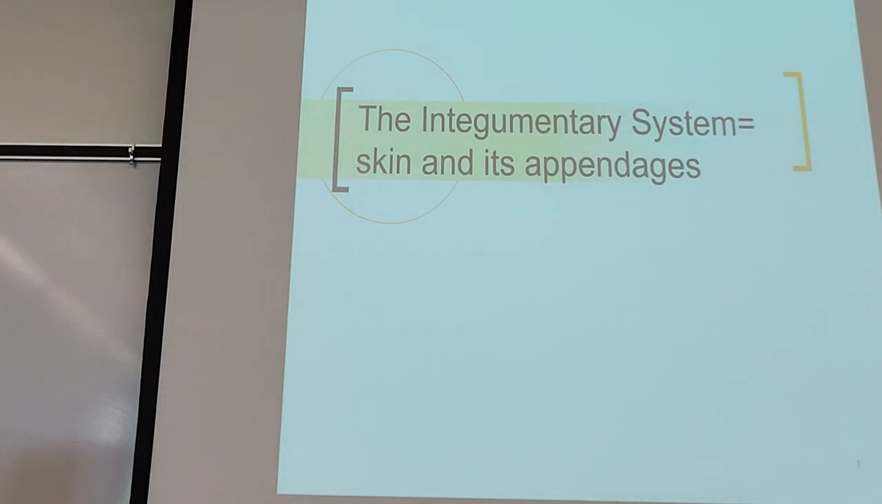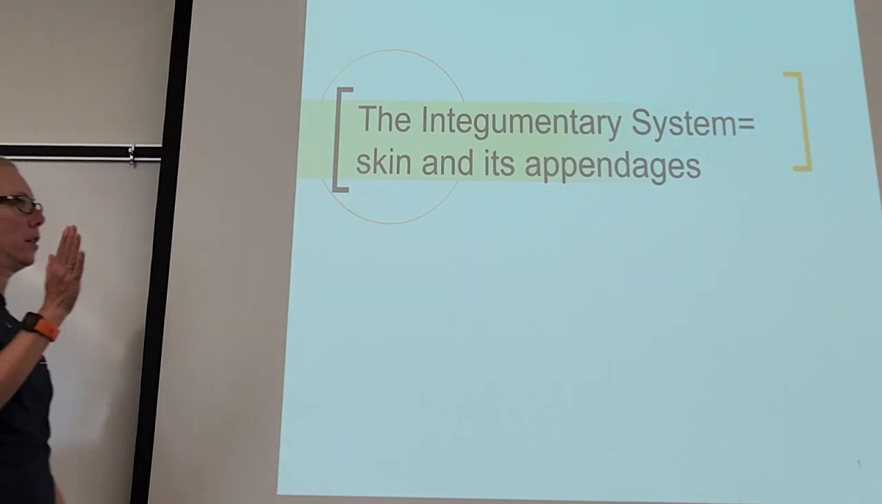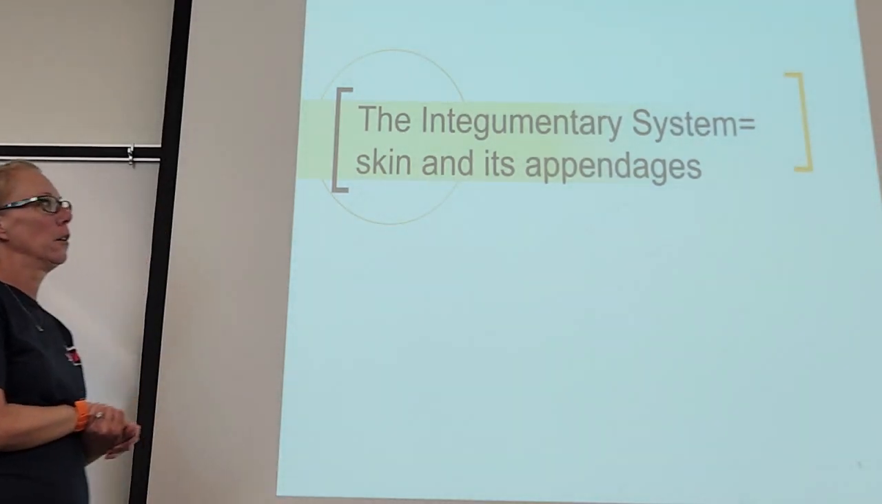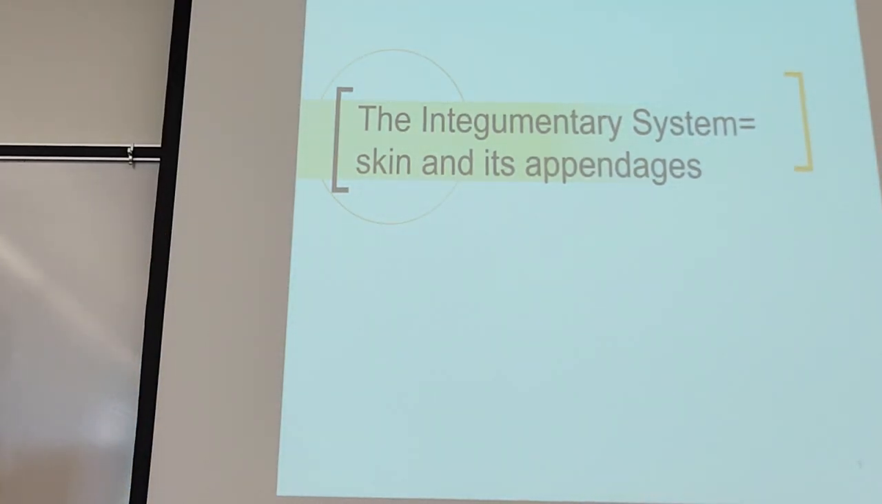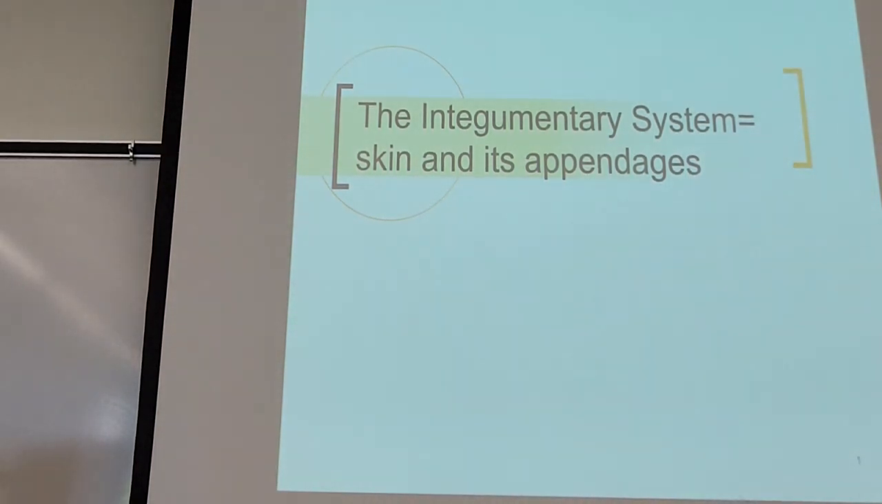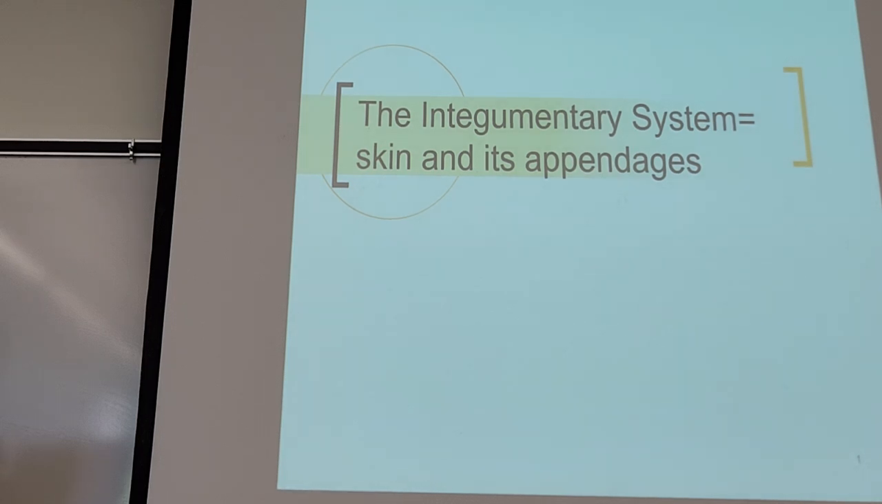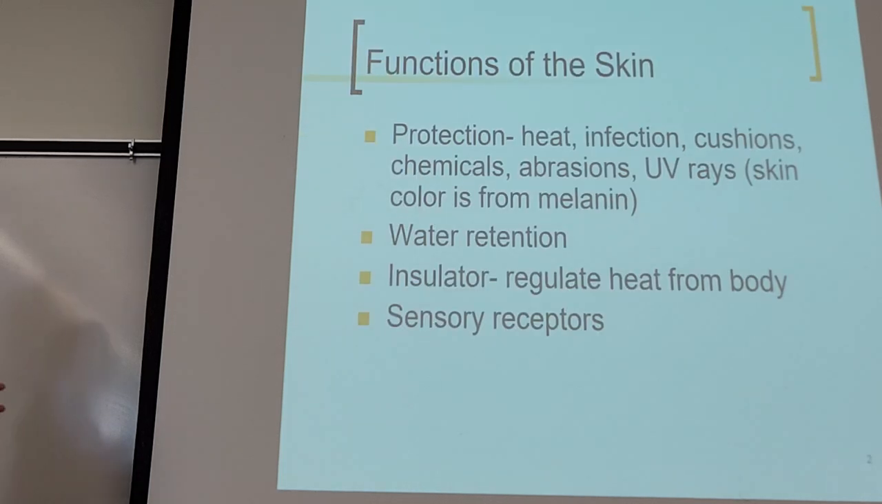Okay. So the integumentary system is your skin, the largest organ in the body, and appendages. So there are other things that are part of the integumentary system that aren't really part of your skin, like your nails, certain glands and stuff. We'll go over the appendages. Okay, so what do we need skin for?